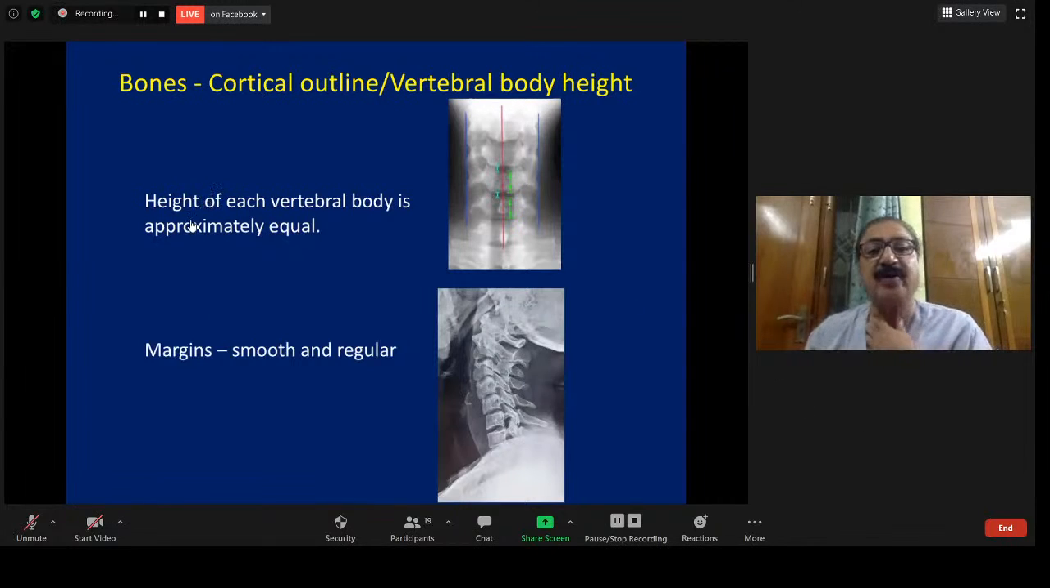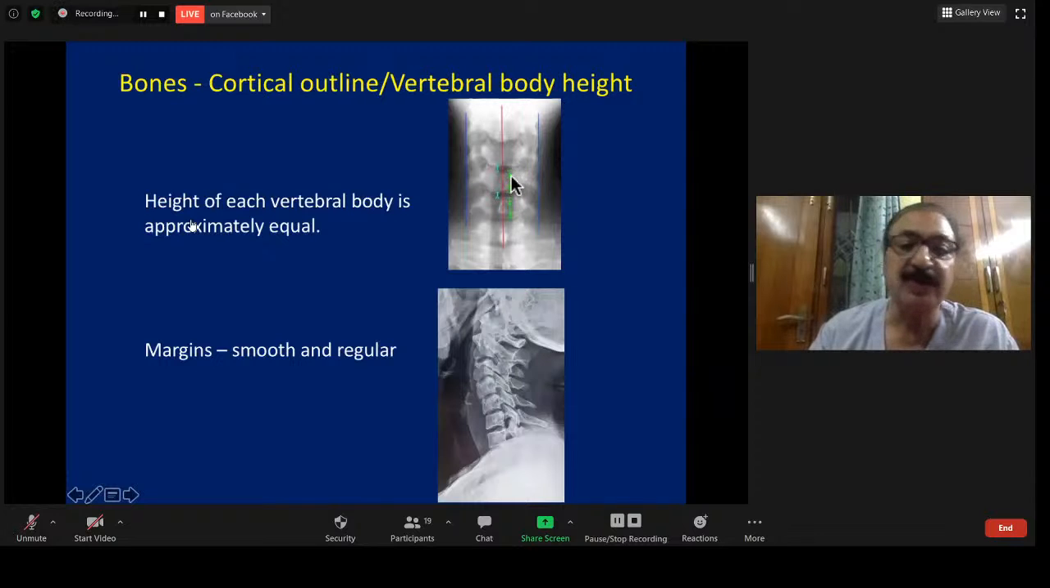Then the height of each vertebral body from C3 to C6 is almost equal. You look that the height is almost equal, it should be equal. Margins should be smooth and regular. If you see this X-ray of the lateral spine, the margins of this vertebra are not regular. There seems to be sclerosis and they seem to be irregular. And there is not a proper alignment. The anterior bodies are not in one line. There seems to be a forward shift, and the margins are not regular. So make note of these findings.